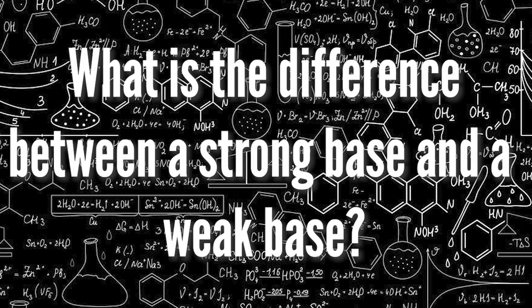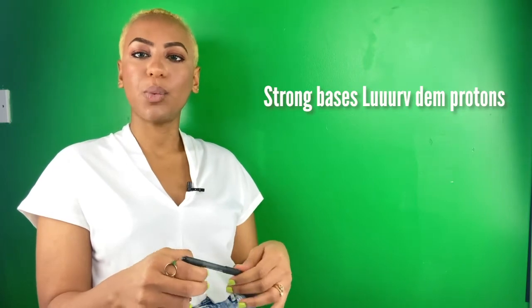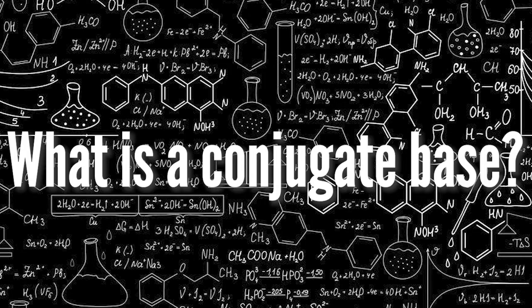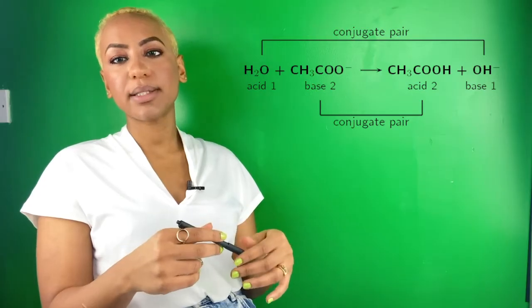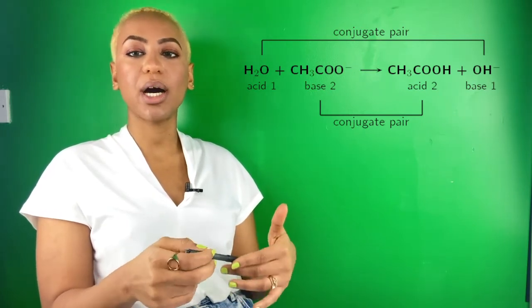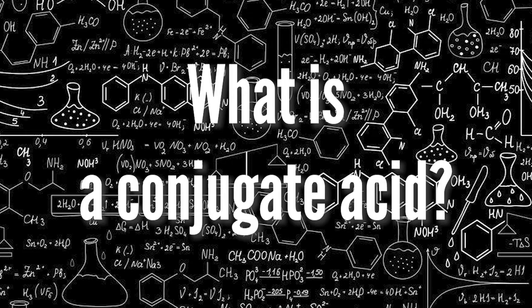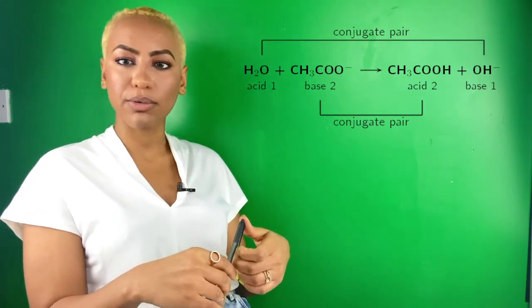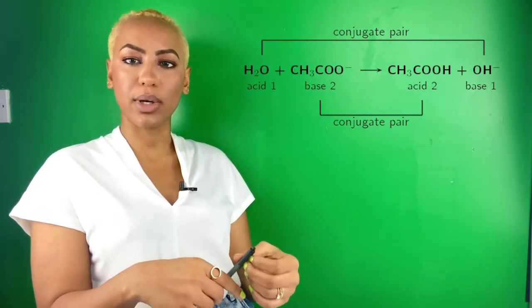42. What is the difference between a weak base and a strong base? A strong base has a higher affinity for hydrogen ions than a weak base does. So basically, a strong base more readily accepts protons than a weak base would. 43. What is a conjugate base? A conjugate base is a base that's formed as a result of an acid losing a hydrogen ion in an acid-base reaction. 44. What is a conjugate acid? A conjugate acid is the acid formed when a base receives a proton from an acid in an acid-base reaction.